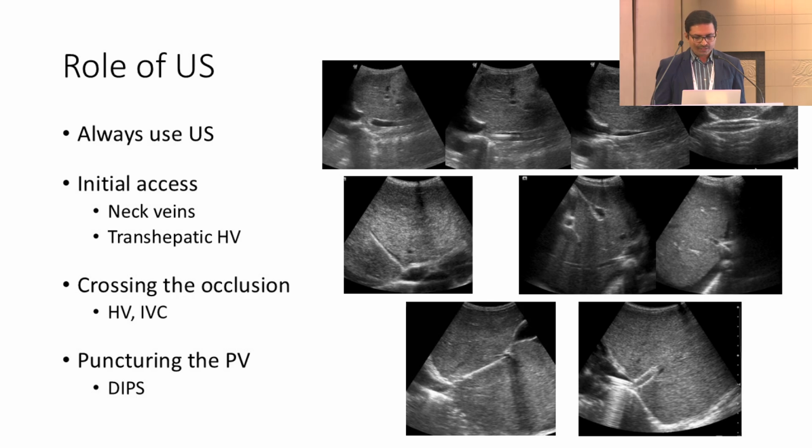And then when we are doing DIPS in Budd-Chiari syndrome, the main limitation is the enlarged caudate lobe. We have to traverse a long track from the hepatic vein or the IVC to the right portal vein. So this is a long track, and we take ultrasound as a help. We can direct the needle, change the shape of the Colapinto needle to adjust to the direction of the track, and then we can puncture the portal vein.